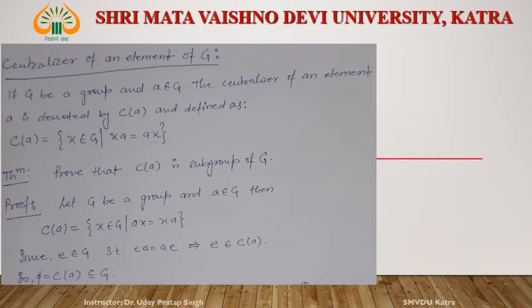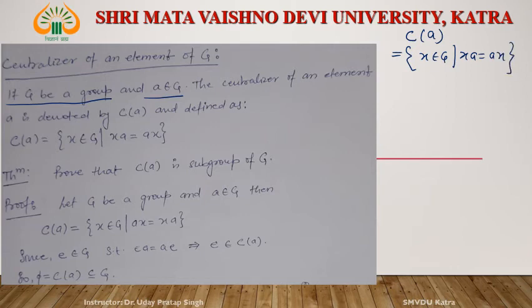Now come to the centralizer of an element. Center is for a group, but the centralizer we evaluate for any element of the group. What is that? Suppose G is any group and a is an element of G, then the centralizer of a is denoted by C(a), and it contains all those elements x belonging to G such that xa is equal to ax.